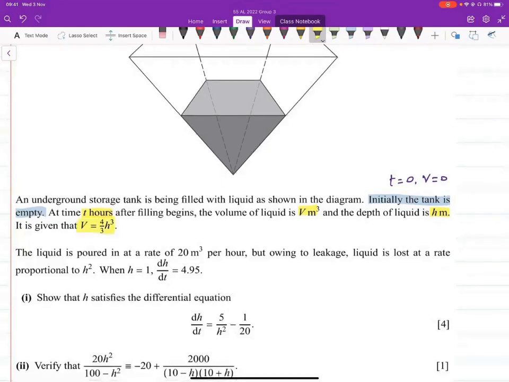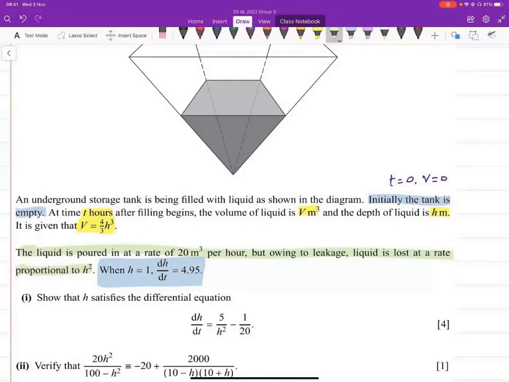The liquid is poured in at a rate of 20 meter cube per hour. Owing to leakage, liquid is lost at a rate proportional to h square, and you're also given this point: when h is 1, dh over dt is given to be 4.95. So these are two pieces of information that we're given. This is the line that basically tells us the relationship, how the equation will be formed.